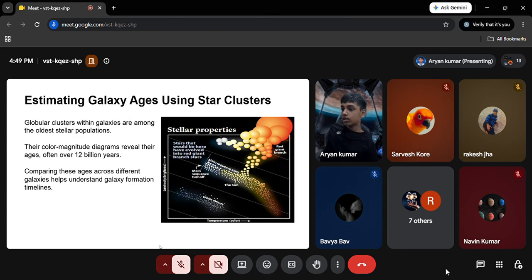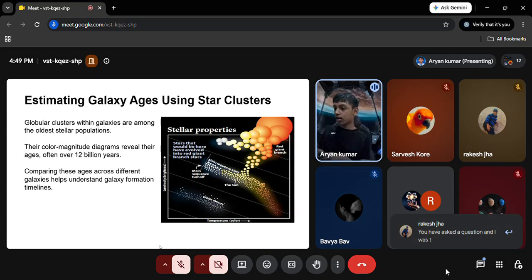Okay, so let's just get to the topic: estimating galaxy ages within clusters. Globular clusters within galaxies are among.